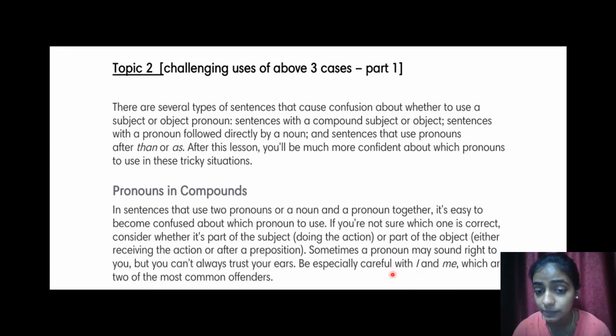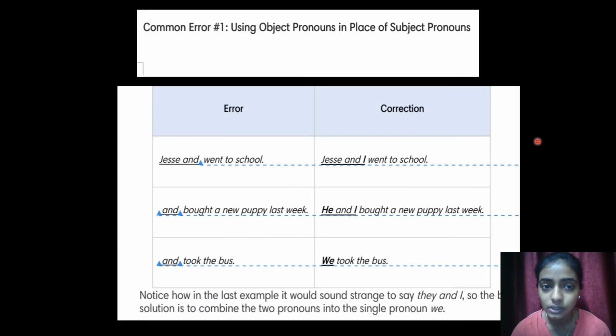We have to be especially careful with the words I and me, because it's these words that we make the most errors with. So one easy tip is to consider whether it's part of the subject, doing the action, or part of the object, either receiving the action or coming after a preposition. So this is one thing that you have to keep in mind. Now, a common error is using object pronouns in place of subject pronouns. So here we have to be careful.